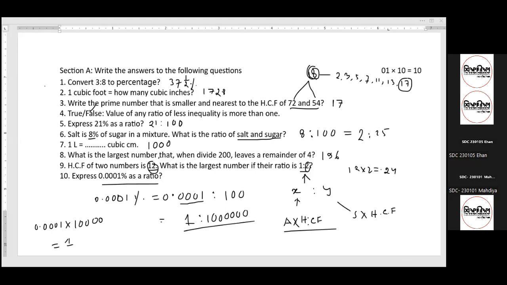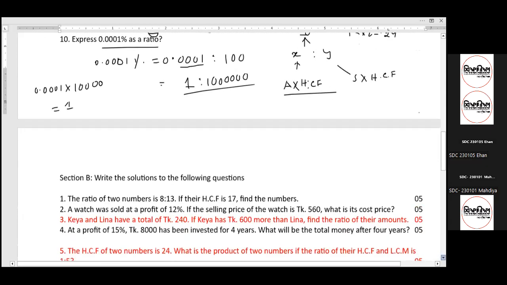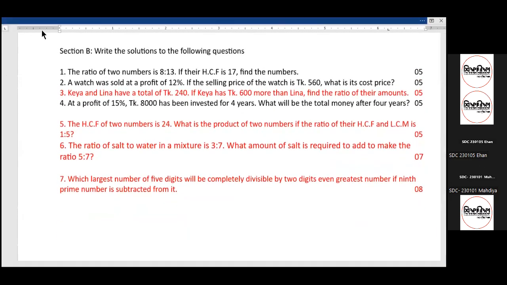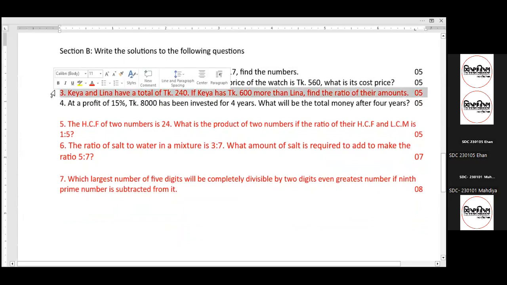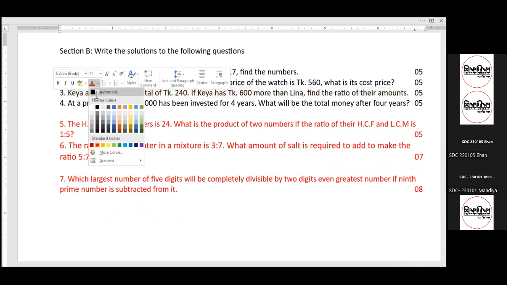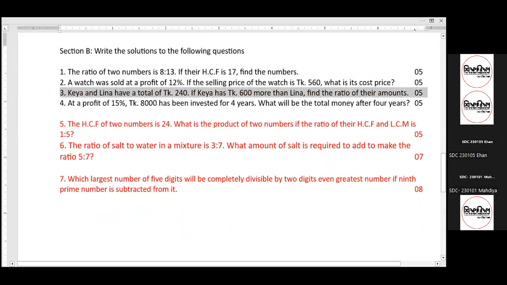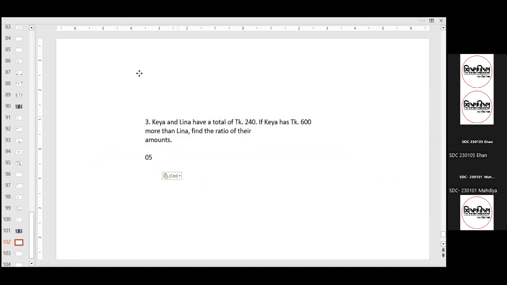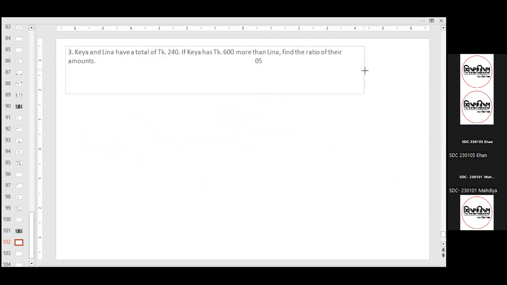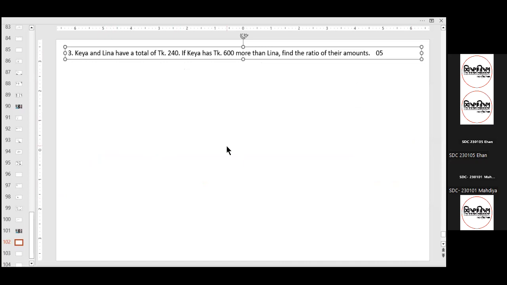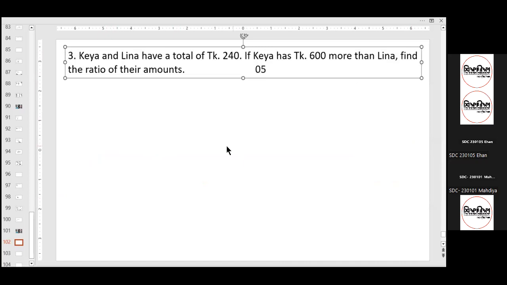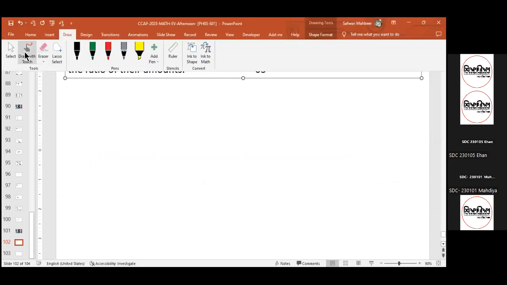Section B তে যদি যাই, so we have number 3. We have number 3, and if we go to here, number 3, right? Here Lina have total, okay, you didn't have any correct, go for any correction, right?